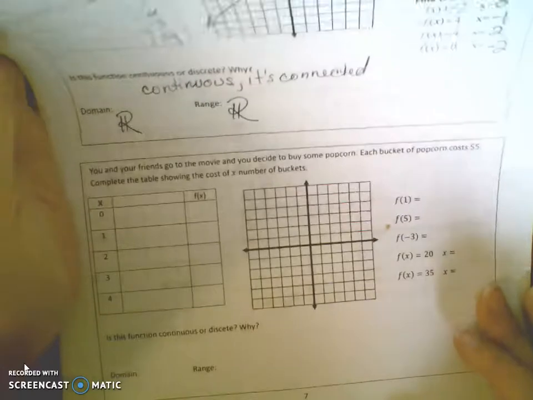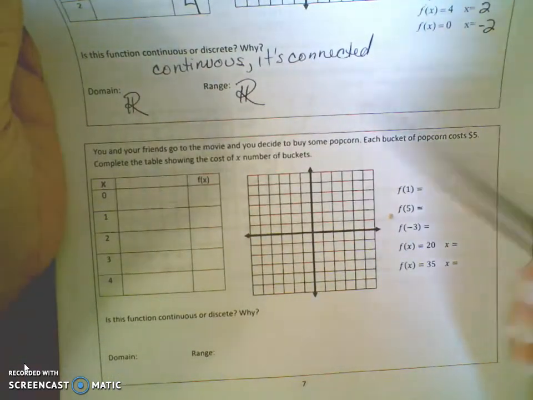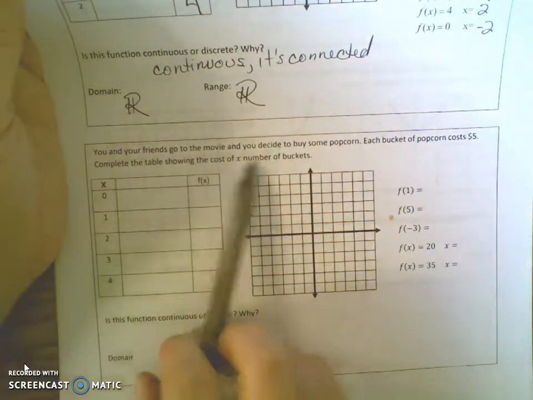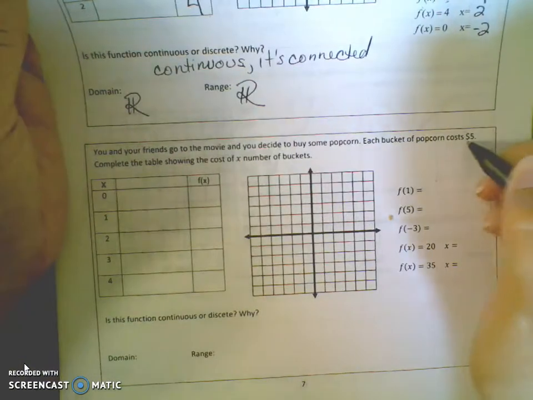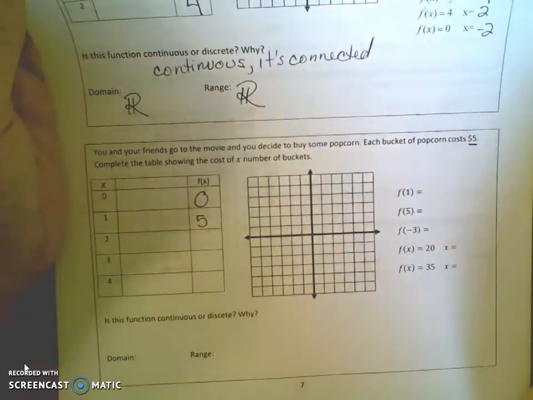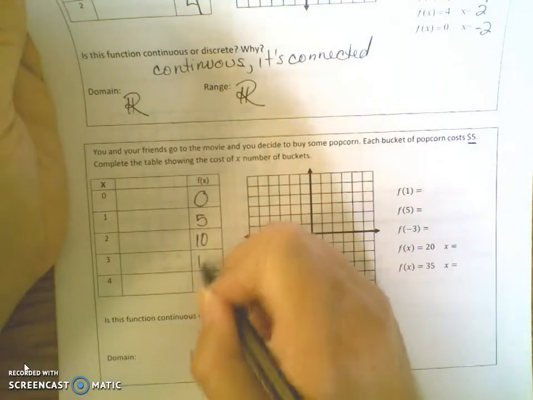Okay, let's look at one where we're looking at a situation instead of just a graph or an equation. So our friends decide to go to the movies and buy some popcorn. Each bucket of popcorn costs $5. Complete the table. So if 0 friends buy popcorn, it costs $0. 1 friend buys popcorn, it's $5. 10, 15, 20. And then we just put that on here.